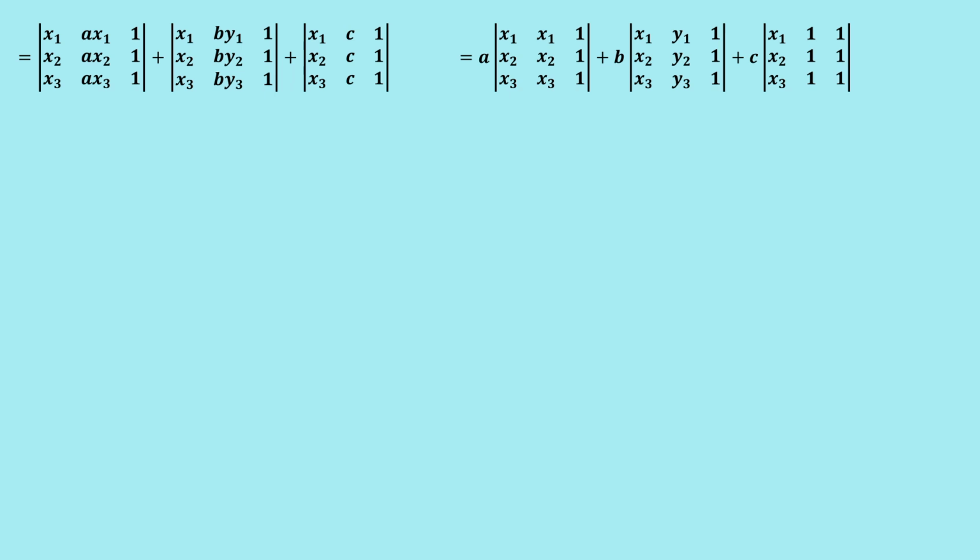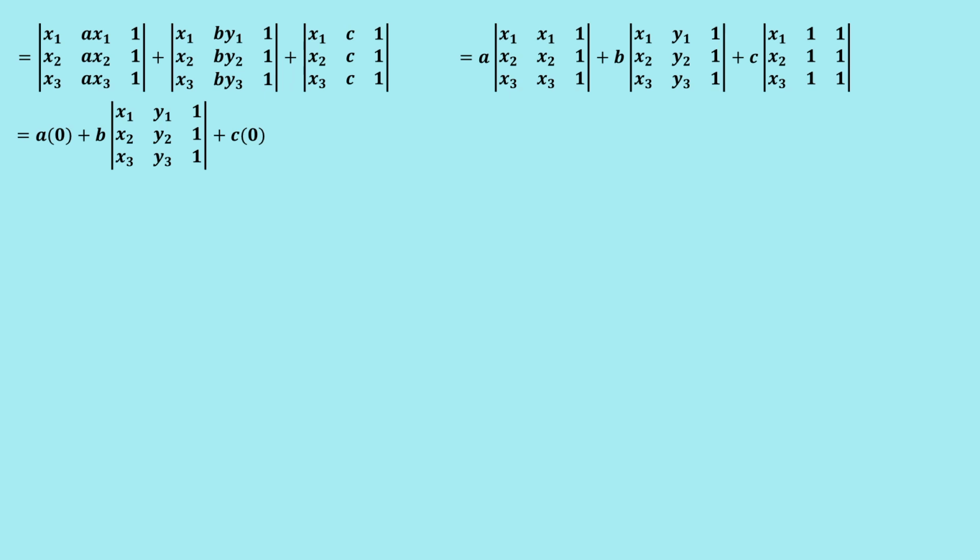In the first and third determinants, see, the first column and second column in the first determinant, x1, x2, x3, are identical, so that value is 0. In the last determinant, c into that x1, x2, x3, second column 1 1 1, and the third column also are equal, so that value is also 0. So you will get b into the determinant x1, x2, x3, y1, y2, y3, 1 1 1.